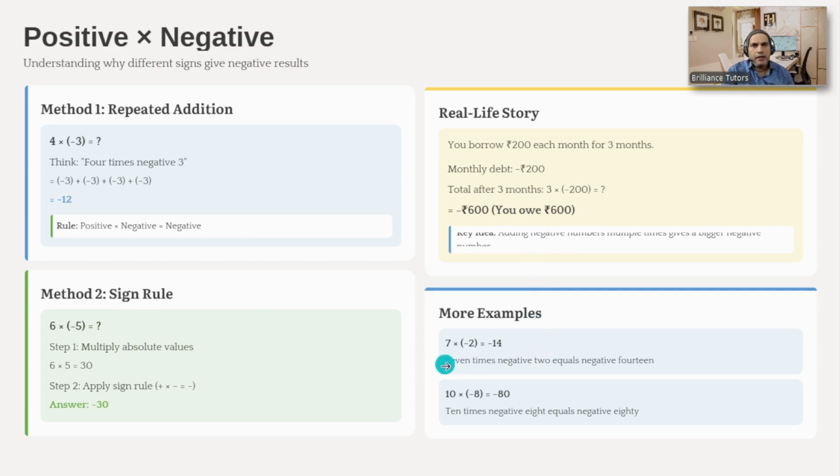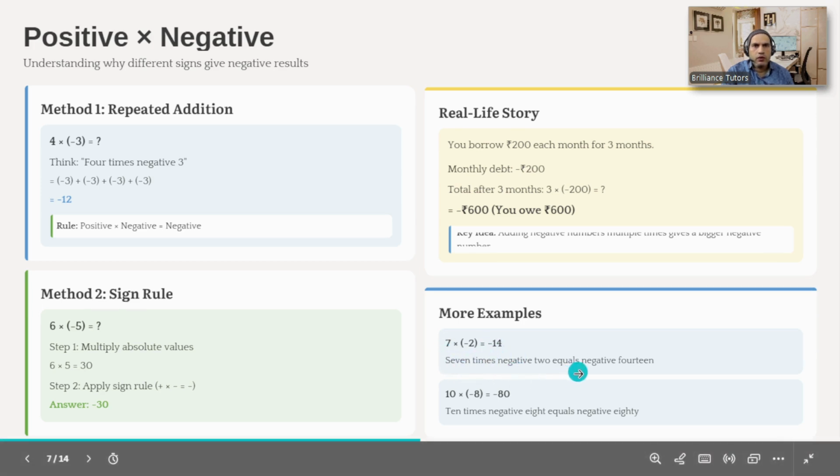More examples, like 7 into minus 2, it's a minus 14. When you multiply, 7 times negative 2 equals negative 14. 10 into minus 8 is minus 80. 10 times negative 8 equals a negative sign.